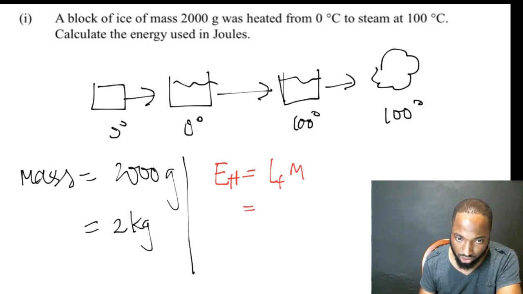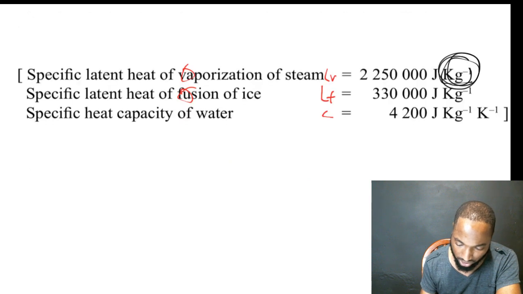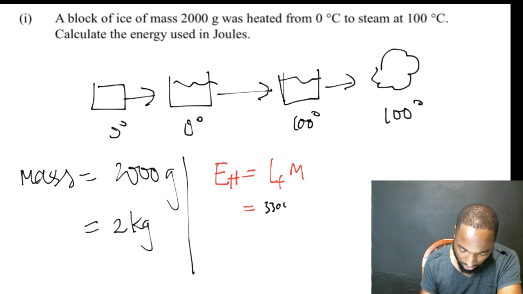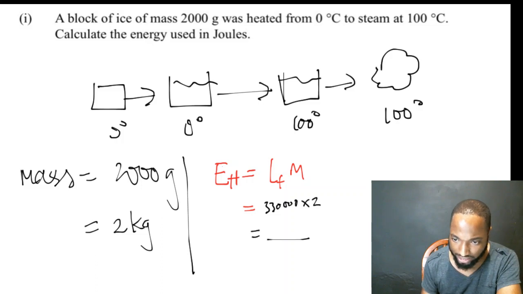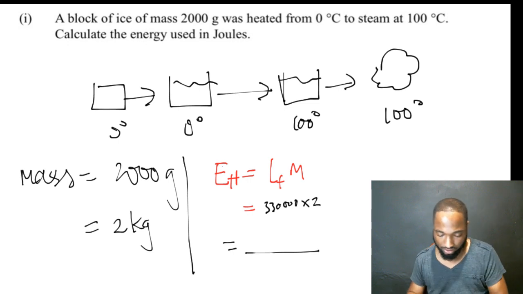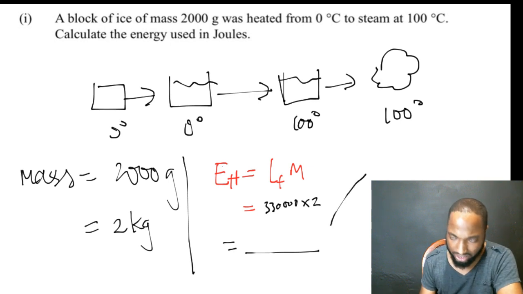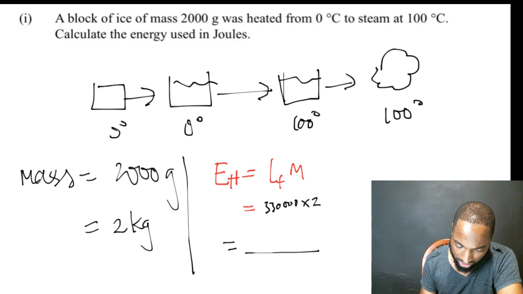Alright, boys. All of you record that for me now. Pull out your calculator, do your thing. Let me get the value there. I think this is 330000 times 2. Give me an answer for the first one. So I guess it's 333, right? 660000 joules. So you understand?